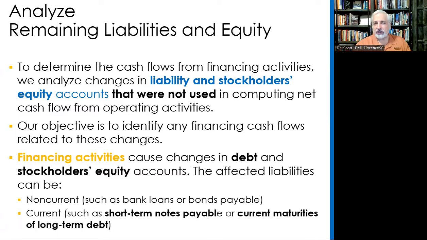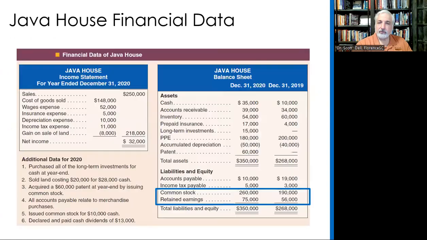Most of the current liabilities were used in operating activities. Some may not have been used though, and we'll use those now. Our objective is to identify financing cash flows related to these changes. So financing activity: changes in debt and stockholder equity. We're going to be looking at things like loans and bonds, and even some short-term notes payable, current maturities of long-term debt. Those are actually considered financing, and not operations.